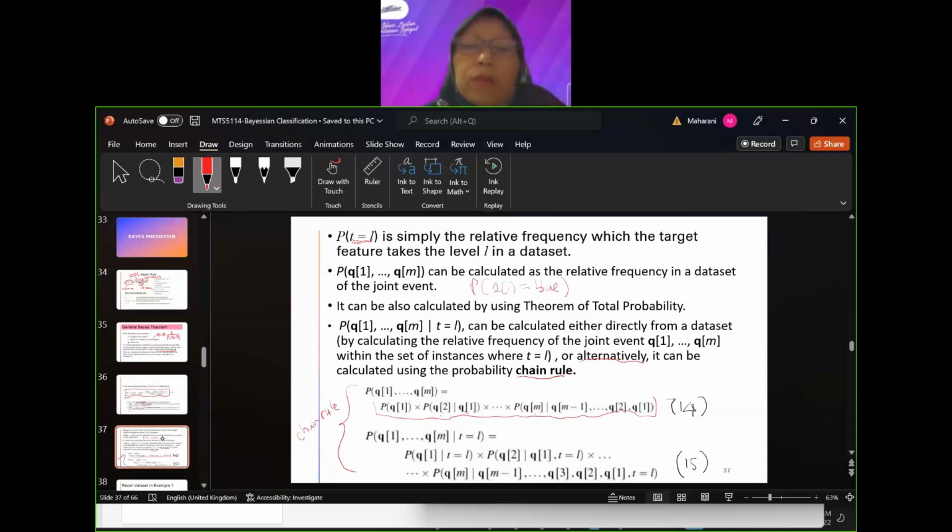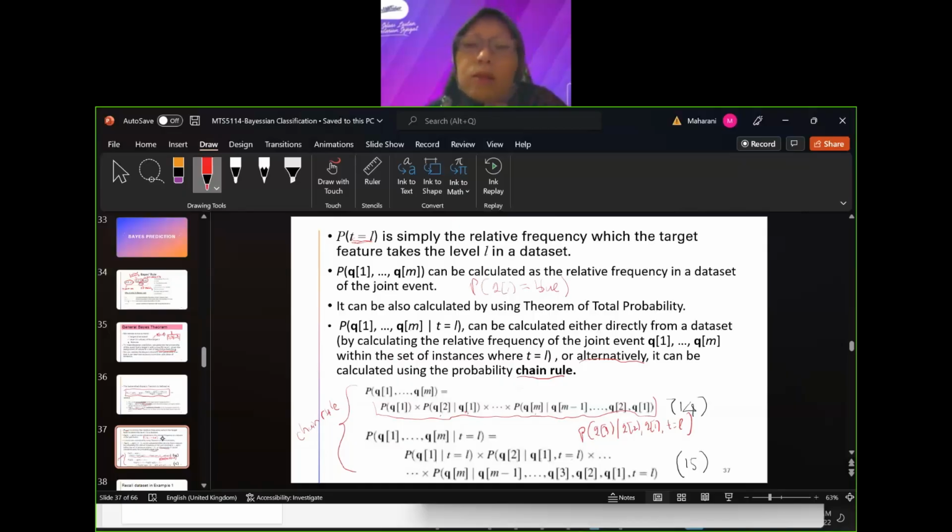Now equation 14 can be written as 15. The probability of Q1 until Qm with condition T equals L equals the probability of Q1 with condition T equals L, multiplied by the probability of Q2 given Q1, comma, T equals L. So the second feature has two conditions, Q1 and T. The next one would be, if I continue this, times the probability of Q3 with condition Q2, Q1 and T.